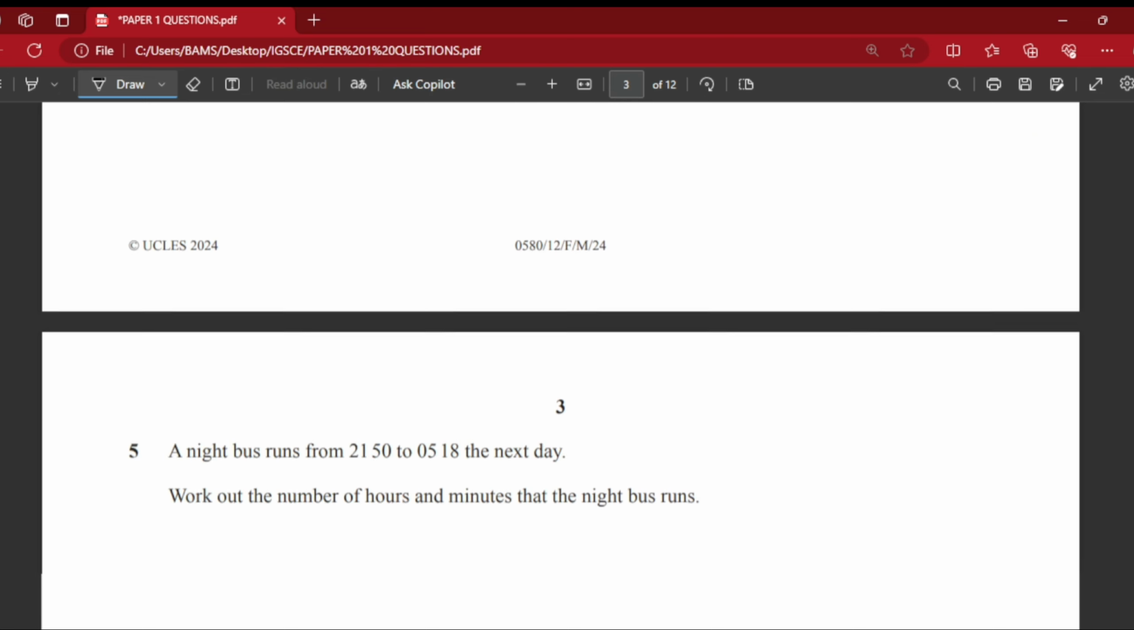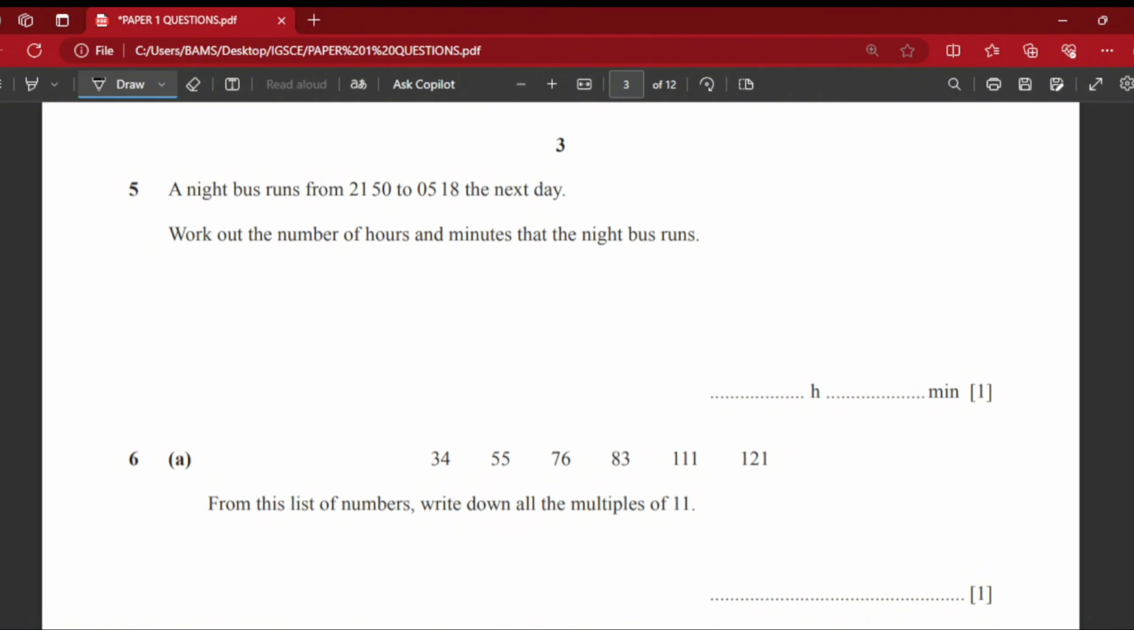So yeah, moving to question 5 quickly. A night bus runs from 2150 to 0518 the next day. Work out the number of hours and minutes the night bus actually runs. Okay, so we are going to do it this way. Let's do a little bit of conversion. 2150 in a 24-hour clock. If I want to convert it to a 12-hour clock, what would that be? That means I'll just have to remove 12 from this. This is basically 9:50 p.m. Okay, so from 9:50 p.m. to 5:18 a.m. That's what we want to calculate now.